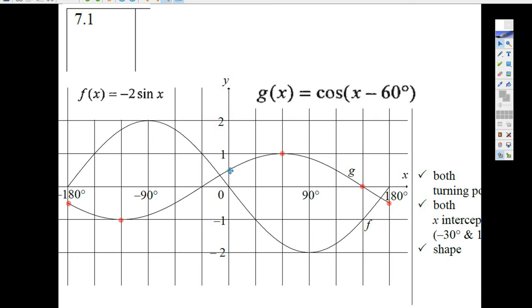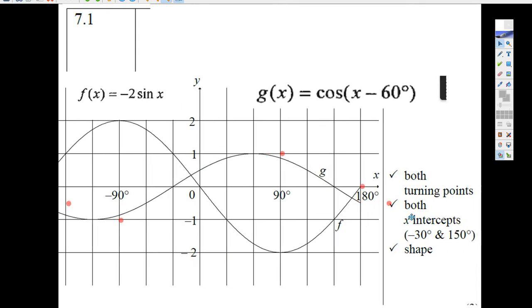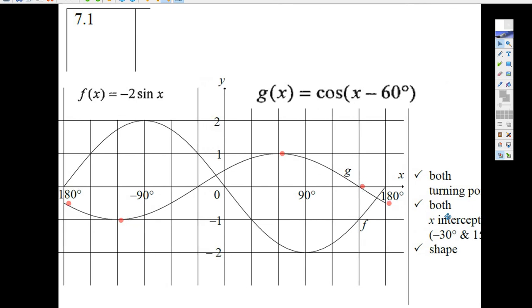Now, this intercept should be put in, I think, for sure. And if you put in 0 degrees, the cosine of minus 60, that should be labeled a half. I think that intercept should be there, the x and y intercept. What did they put over here? Yeah, x and y, anyways.